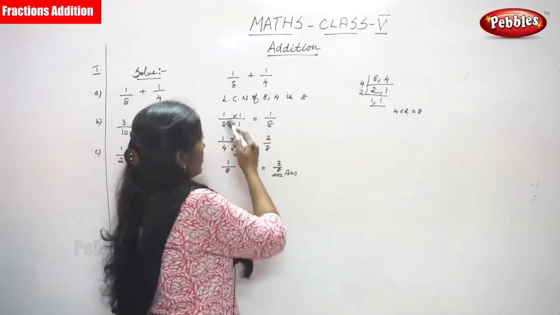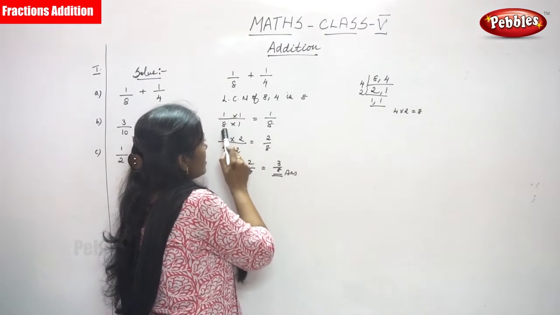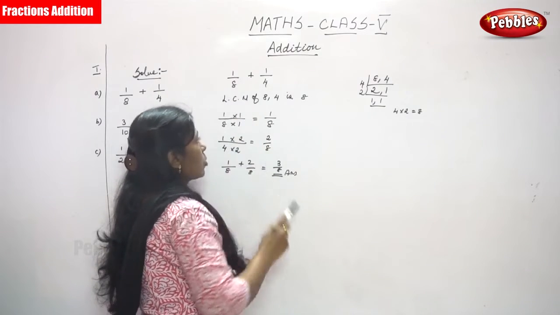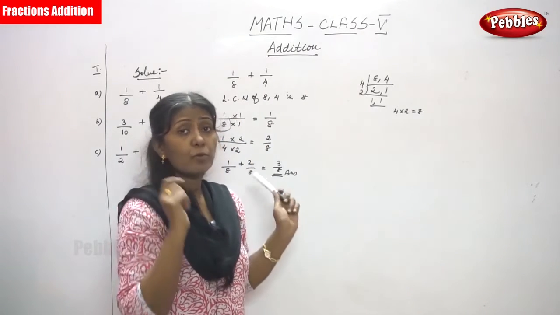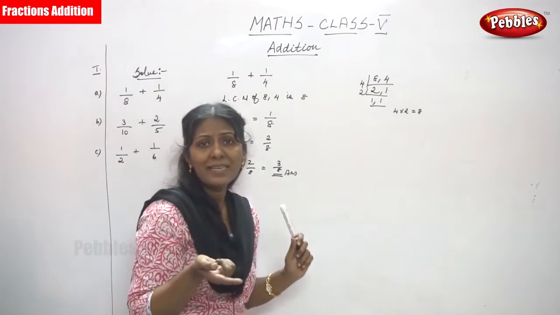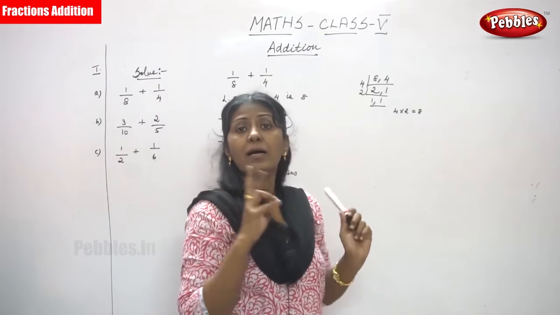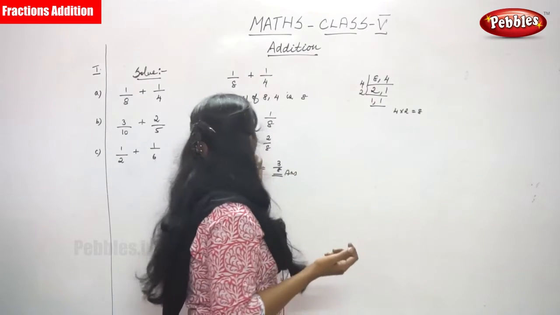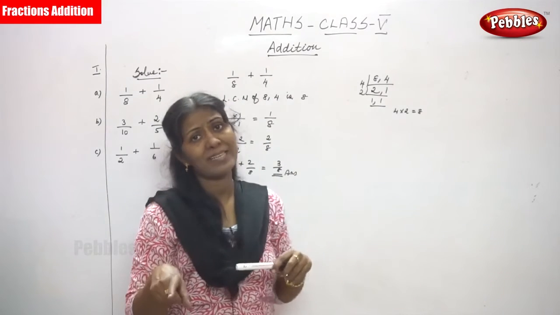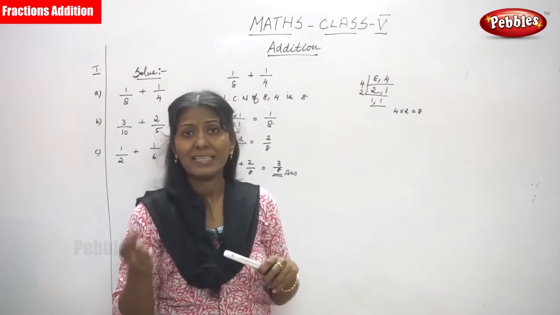So after that, what are you going to do? So 1 by 8, the first fraction. I have to multiply by 1. Why should I multiply by 1? Because I have to make this denominator as 8, or otherwise I have to make it as this LCM. I have to make the common denominator. That is 8.